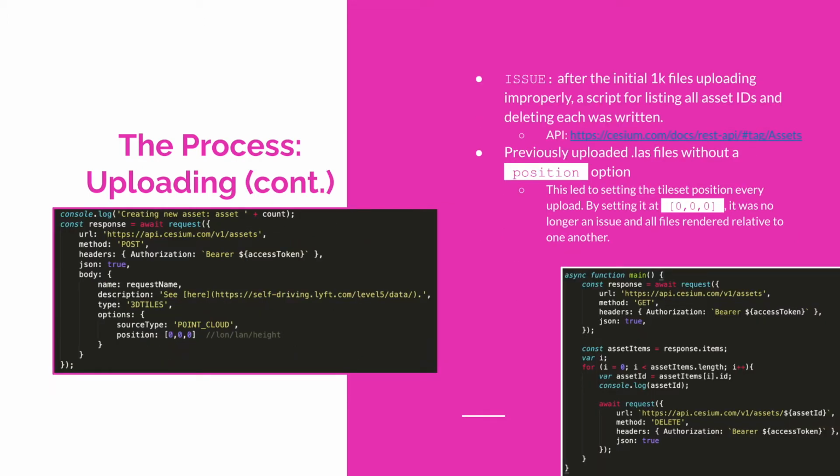Due to the first test run uploading improperly, a script for listing all asset IDs and deleting them was written with help from the linked API guide. We can see the script in the lower right-hand corner.